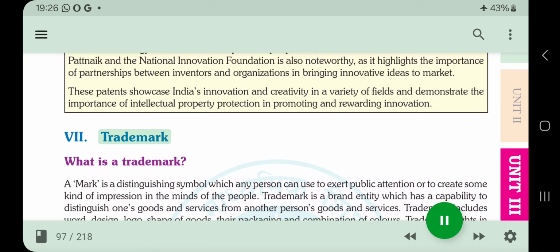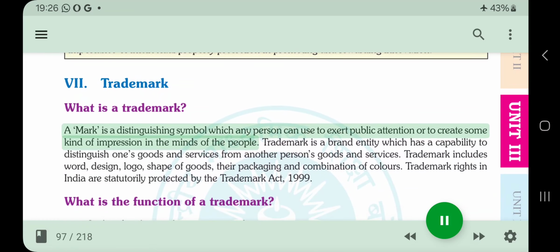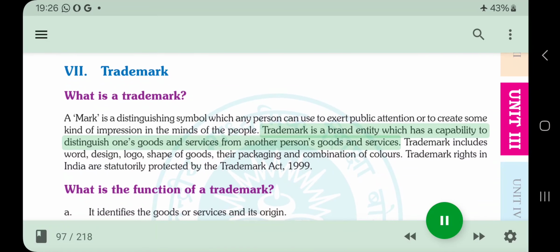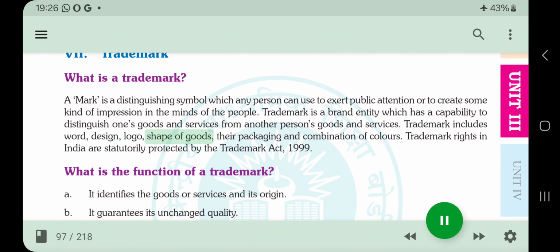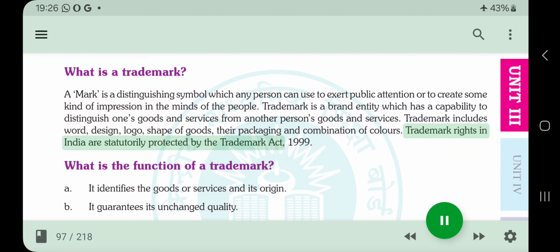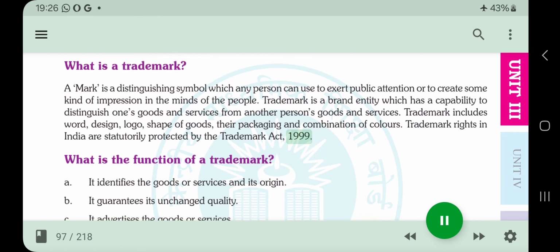7. Trademark. What is a trademark? A mark is a distinguishing symbol which any person can use to exert public attention or to create some kind of impression in the minds of the people. Trademark is a brand entity which has a capability to distinguish one's goods and services from another person's goods and services. Trademark includes word, design, logo, shape of goods, their packaging and combination of colors. Trademark rights in India are statutorily protected by the Trademark Act, 1999.